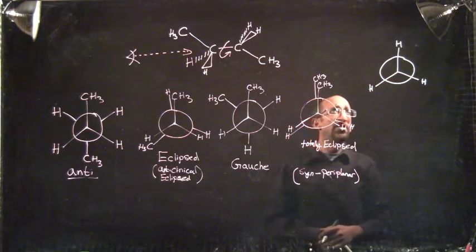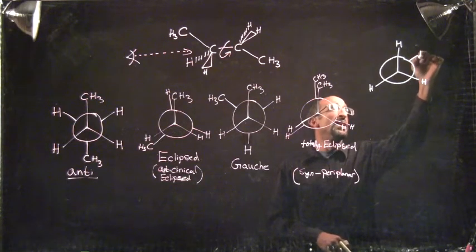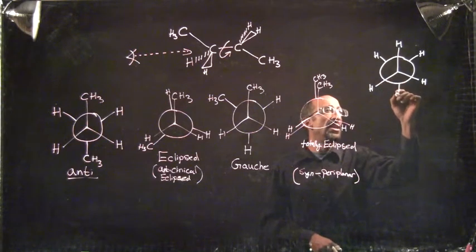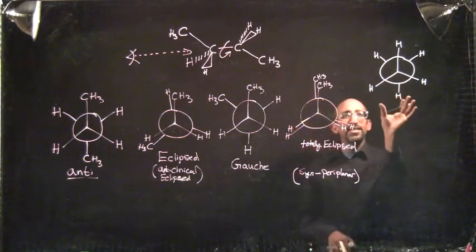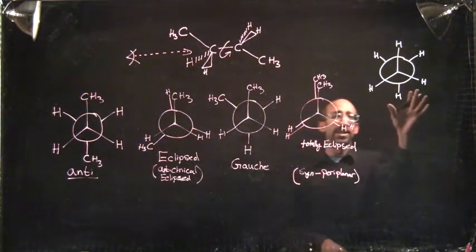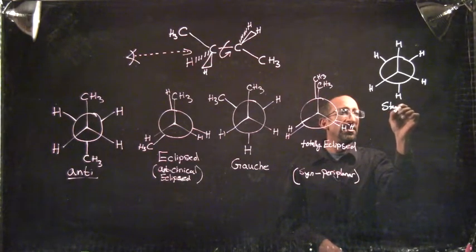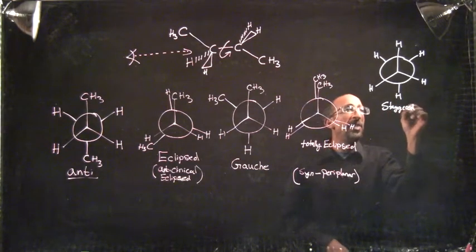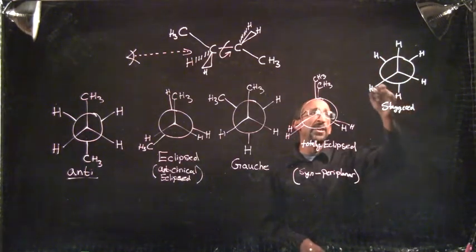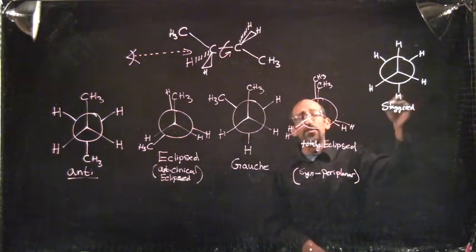So there are the 3 hydrogens on my front carbon of ethane. Here are the 3 hydrogens on my back carbon of ethane. And in this case, we don't use the term gauche or anti to describe this. We use the term staggered. And we use that because all 6 of the groups that we're interested in, what their orientations are, they're all the same thing. I've used hydrogen here.